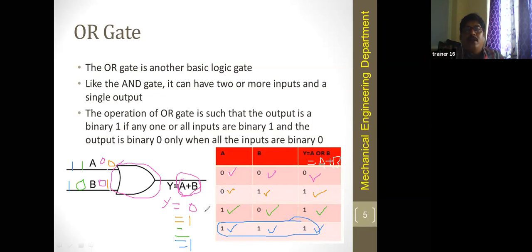1 plus 1, this is a mathematical operation, but in binary there are only two digits, 0 and 1. So 1 plus 1, actually it is a number, we give only 1. So this is 1, right? And this is also 1. So now it is clear, or do you understand?